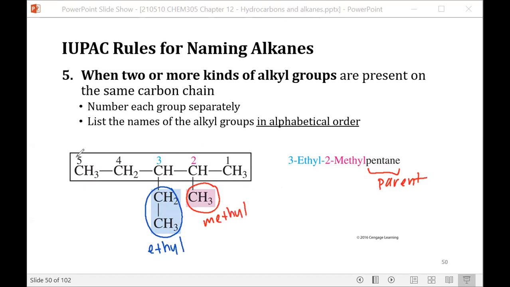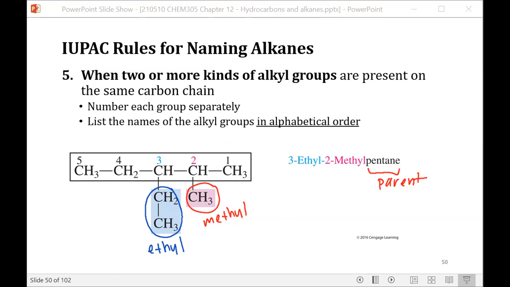So now we need to number the parent chain so that these 2 substituents are at the lowest numbers possible. So here we went from right to left, 1, 2, 3, 4, 5. If we had done it the opposite way, 1, 2, 3, 4, 5, our substituents would be at carbons 3 and 4. So it's proper to have them at the lowest possible number of carbons. So we flipped it so that they're at carbons 2 and 3. So you want them at the lowest possible number of carbons, which is why we numbered it from number 1 here, starting on the right.